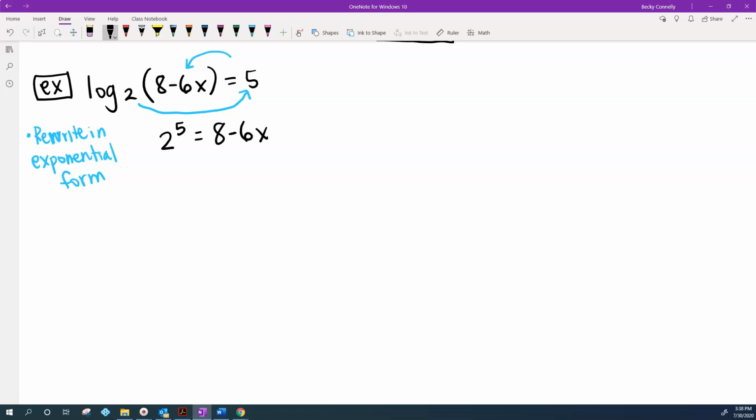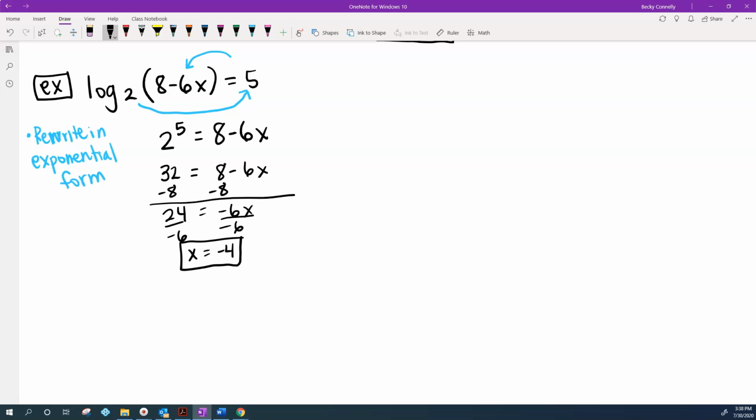All right, let me see what you came up with. 3, 2, 1, hit enter. Okay, I'm seeing a lot of -4s. Let's double check it and see, right? 2 to the 5th power is 32. Let's subtract the 8 over. 24 equals -6x. Divide by -6. X is indeed -4. Okay.